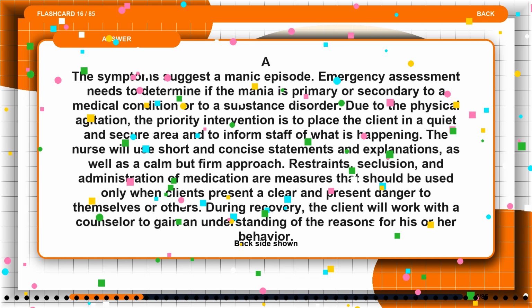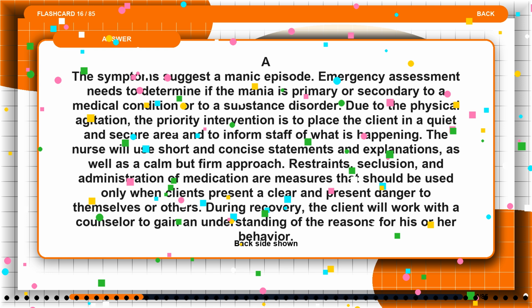The answer is A. The symptoms suggest a manic episode. Emergency assessment needs to determine if the mania is primary or secondary to a medical condition or to a substance disorder. Due to the physical agitation, the priority intervention is to place the client in a quiet and secure area and to inform staff of what is happening.